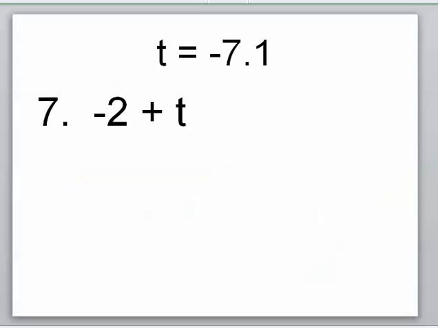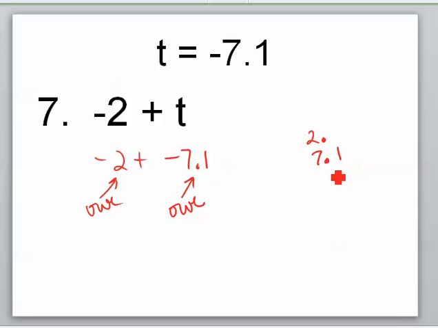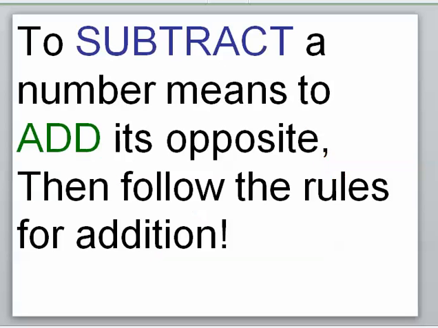Next problem here, I have negative 2 plus negative 7.1. Again, I owe somebody $2 and I owe them another $7.10. Line up your decimal points. There's a decimal after the 2, decimal after the 7. They have the same sign, so I'm adding them together. I owe somebody $9.10.